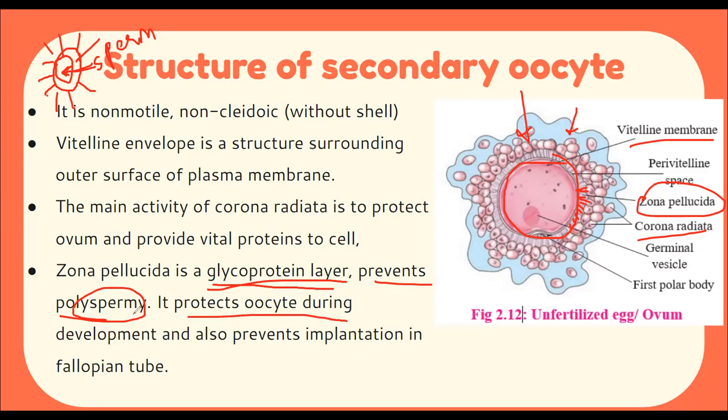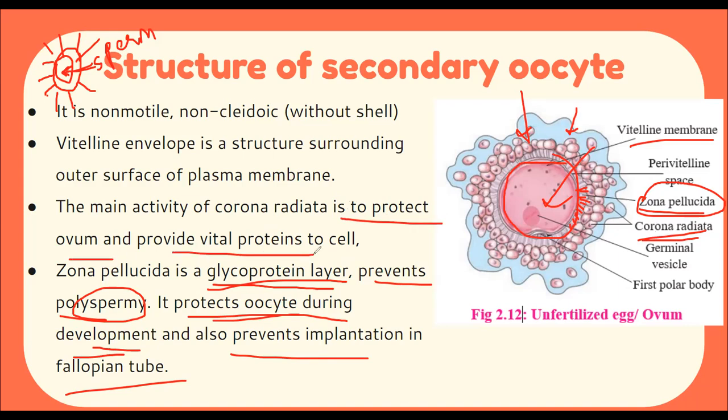It protects the oocyte during development and also prevents implantation in the fallopian tube. Another function of zona pellucida is that it will protect the oocyte as and when it is developing. Some sort of protection is provided by this membrane, in addition to the corona radiata, which we just saw, that protects the ovum and gives some proteins to the cell. And another function is to prevent implantation in the fallopian tube.